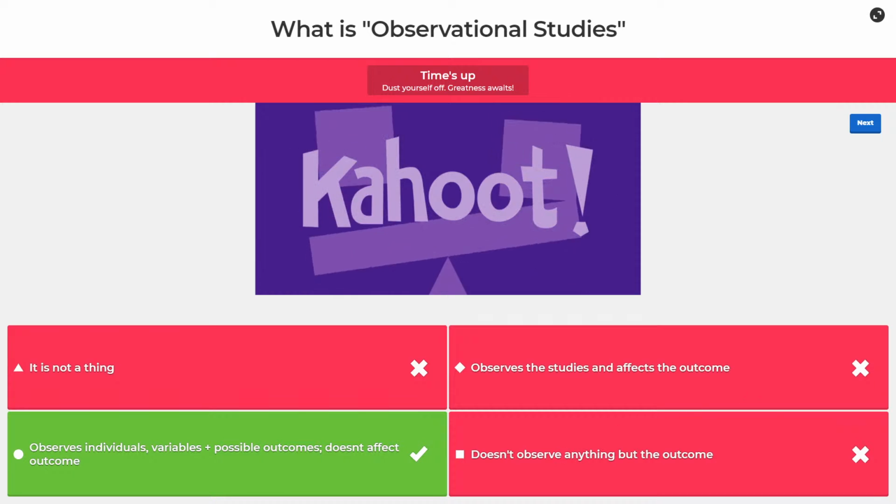This is also false because observational studies also observe the process of what they're observing. And our correct definition: observational studies observe individuals, measure variables and possible outcomes, but it does not affect the outcome. This is correct. Because when you're doing it on the people, you're not really interacting with them, so they don't know you're looking at them. You're just observing them by yourself. Unit 4 is a lot about textbook definitions, and this is just a textbook definition of observational studies.